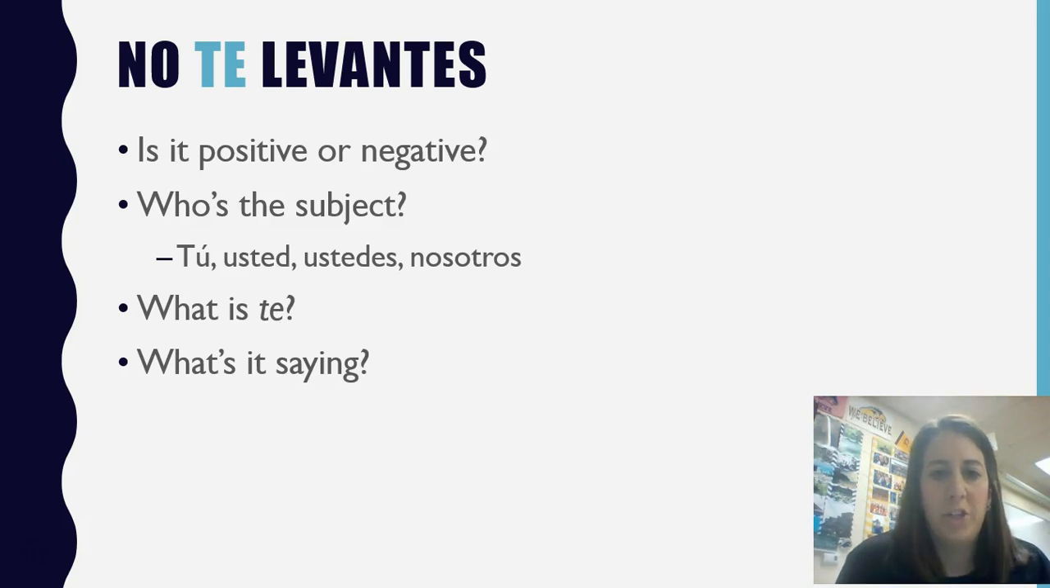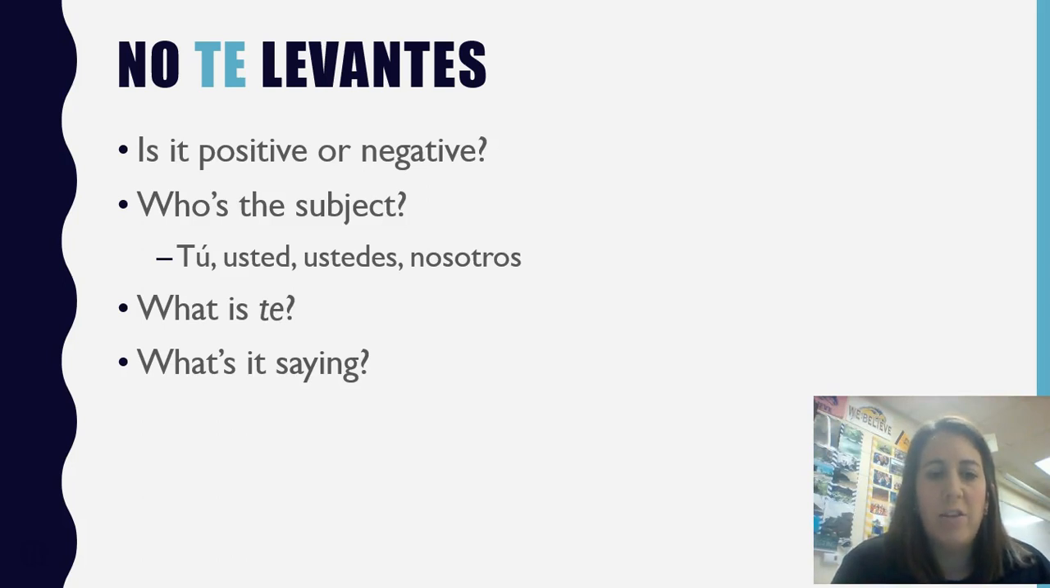We're going to change things up again. Notice we've got negative commands. In this case, our subject is, again, a tú command because levantes has that opposite ending, with an es. Again, we know that this is going to be reflexive because of that te. And that's saying, hey, no, don't get up. Not time to get up. You don't get up. Does that make sense?